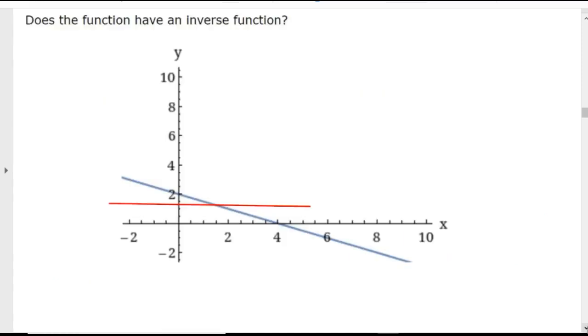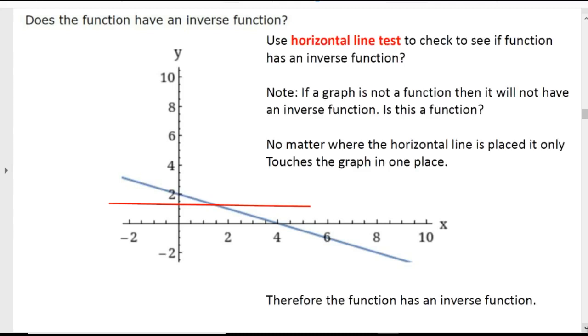Does the function have an inverse function? So the function that we're looking at here is the blue line. In order to determine if this function has an inverse, we can use the vertical line test to make sure that it is a function, which it is.